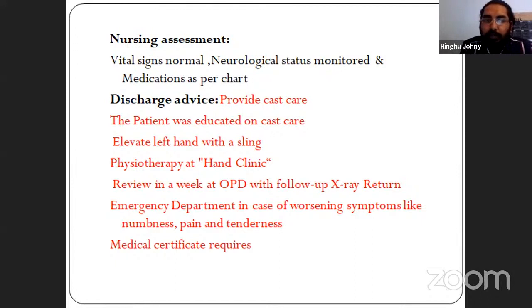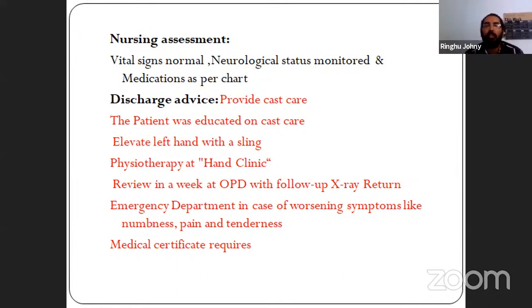Fourth sentence. Last sentence. In case of any worsening symptoms like pain, numbness, pain and tenderness, he needs to return to our emergency department. That's the last sentence. Or you can write, he requires to return to our emergency department for any worsening symptoms like numbness, pain and tenderness. So that's the fifth sentence.